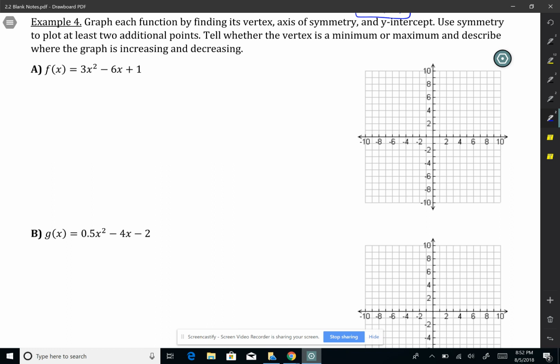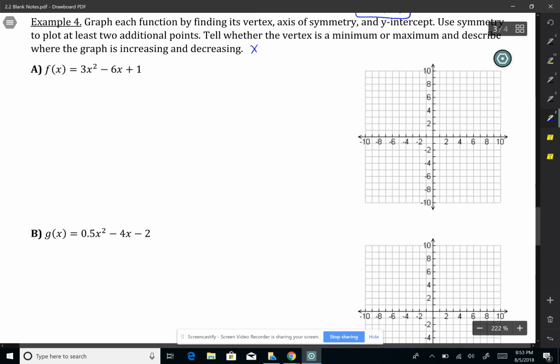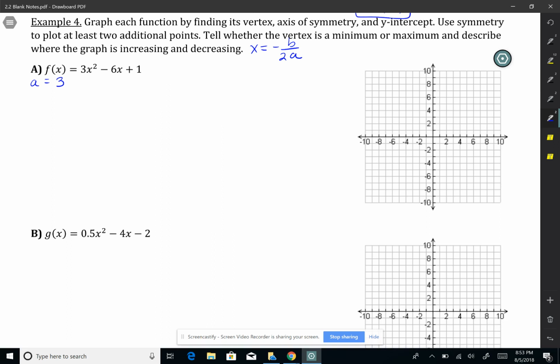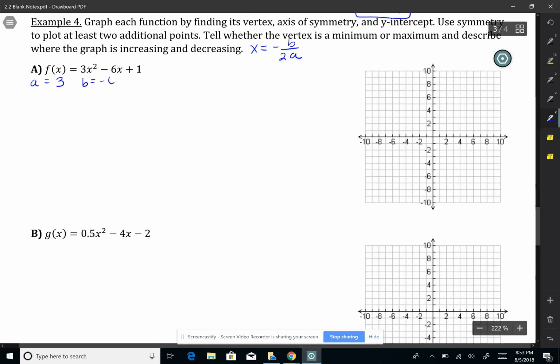is increasing and decreasing. Okay, so actually we do need to find the axis of symmetry first using our little formula. If we don't remember that, it's x equals negative b over 2a. So I need to identify my a, b, and c. In my first function, f of x equals 3x squared minus 6x plus 1, a is 3, b is negative 6, and c is 1.